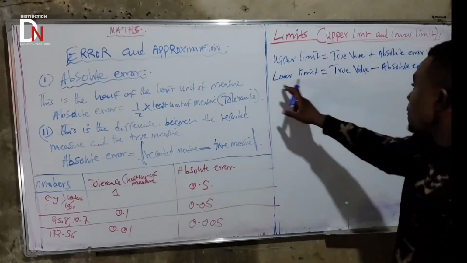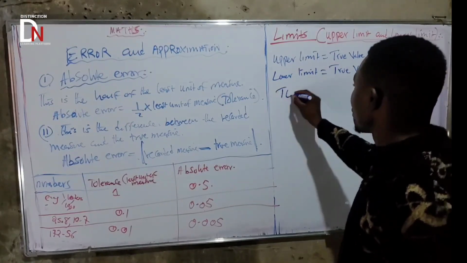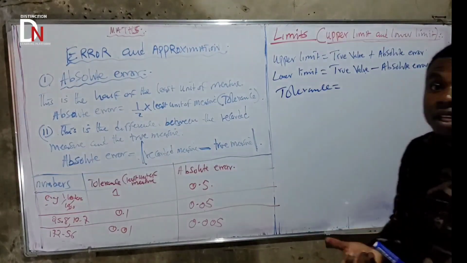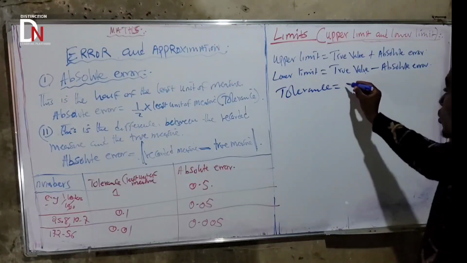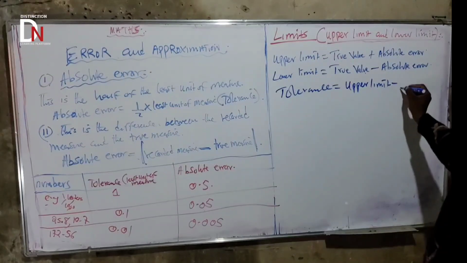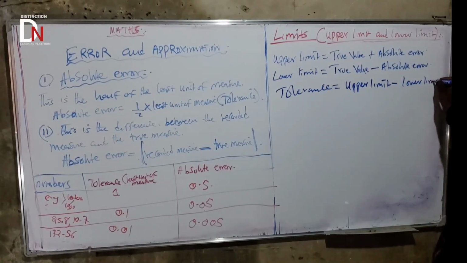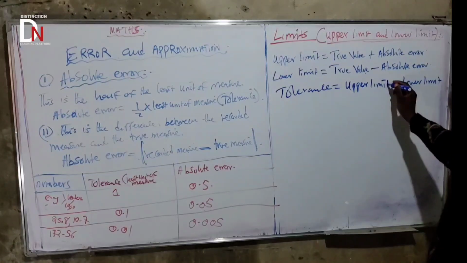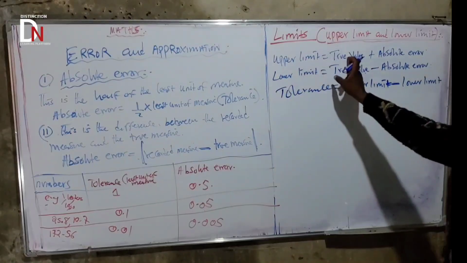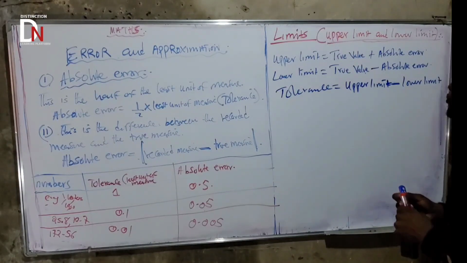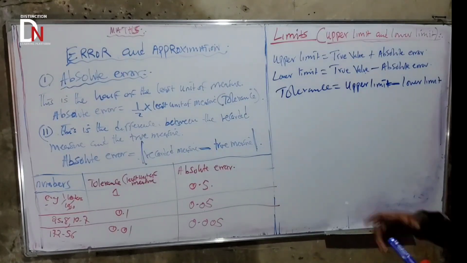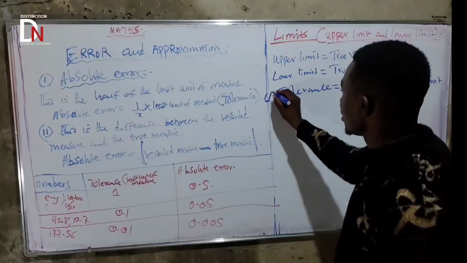Great. Now the tolerance. The tolerance is basically the difference between the upper limit and the lower limit. So we have the upper limit minus the lower limit. When you find the upper limit by simply saying true value plus the absolute error, and the lower limit, then you take their difference. You should be able to get the tolerance. Okay, so this is the first formula.